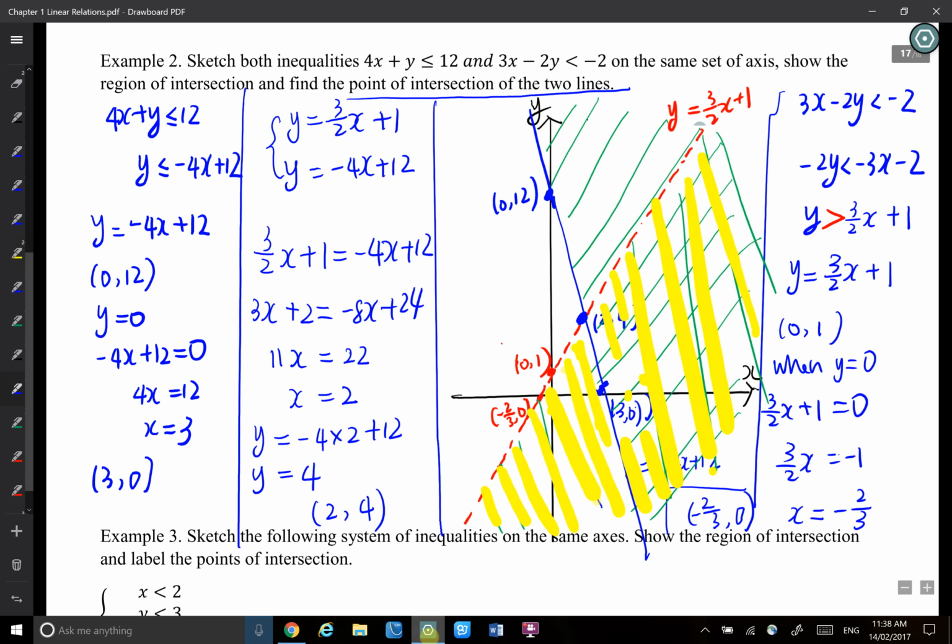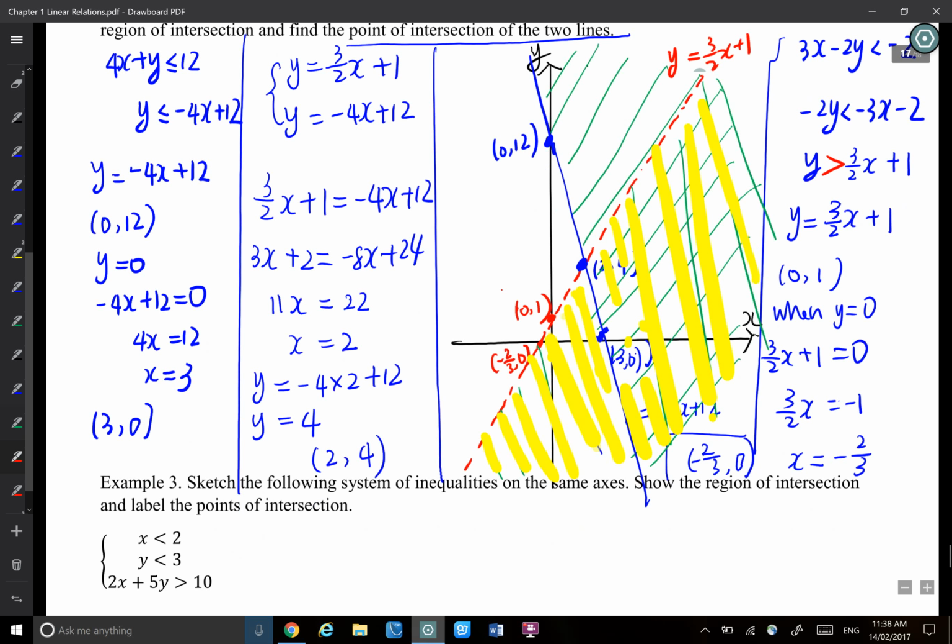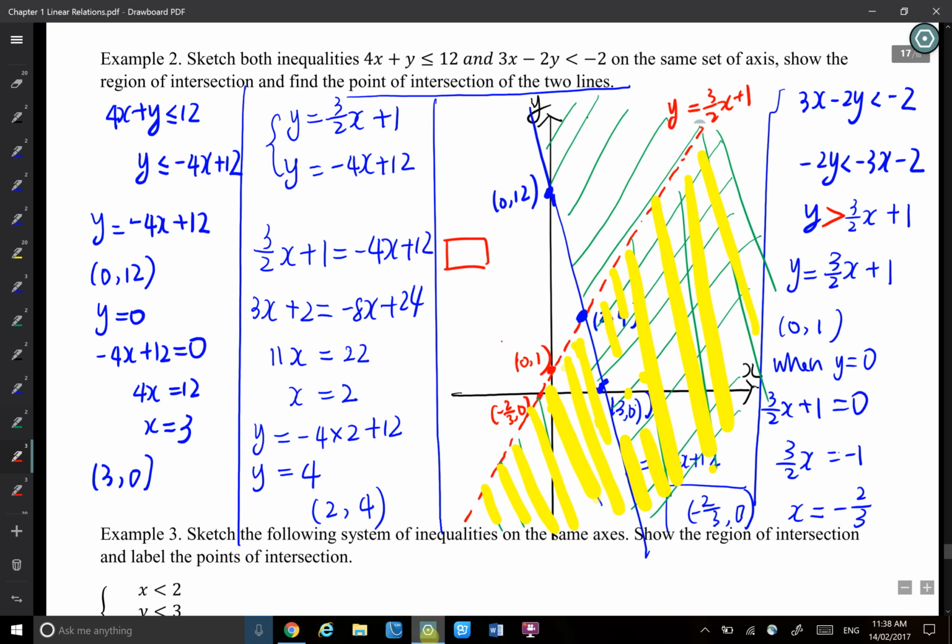So you need to write here, white as region required. Okay, the part that hasn't been shaded is region required. That box means this area should be the answer, not the shaded part. Same as if you shade that, you will say shaded is region required. So you need to let me know which part is your answer.